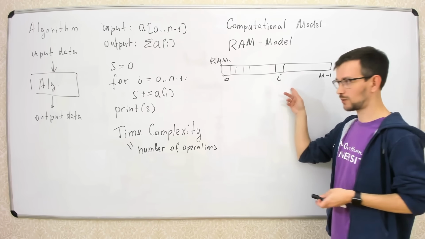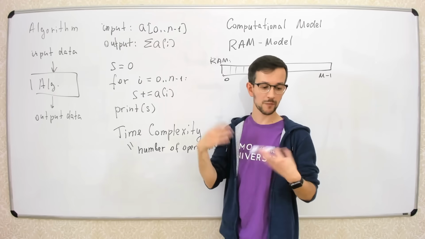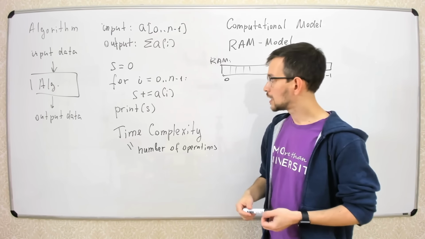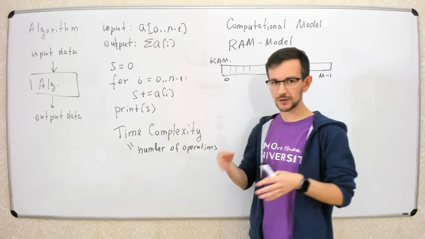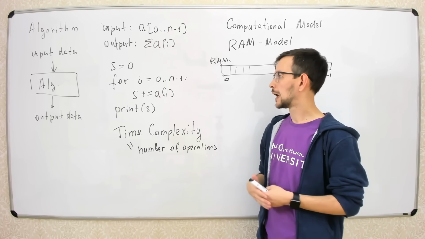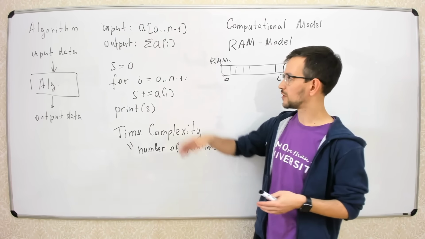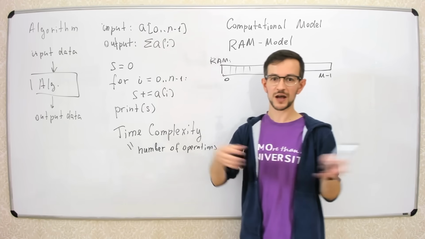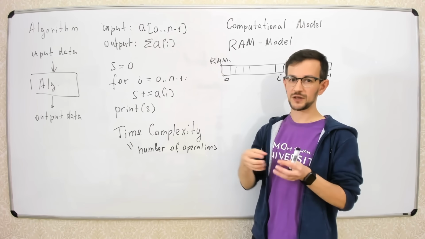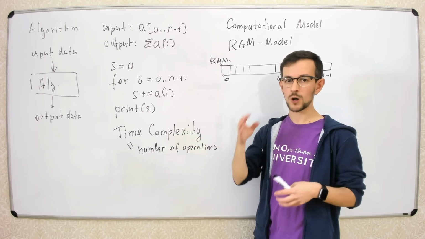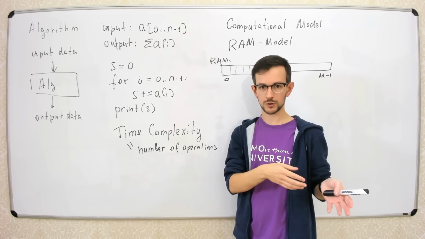Now we have this computational model. Let's go back to this algorithm and calculate its time complexity. Time complexity, again, is the number of operations your algorithm spent to solve the problem. This number of operations depends on the input. So if this array is big, then the time will be bigger. When you increase the size of the array, the time will be increased as well. So the time your algorithm spent is some function of the input.